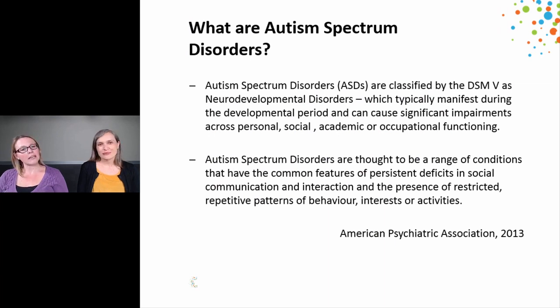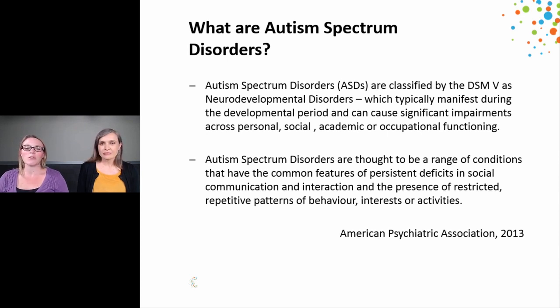So firstly, I guess we want to answer the question, what are autism spectrum disorders? According to the DSM, autism spectrum disorders are currently classified under neurodevelopmental disorders. This means that ASD and other neurodevelopmental disorders typically manifest during the developmental period, and to make a diagnosis they need to cause significant impairments across functional domains, so in personal, social, academic and occupational functioning.